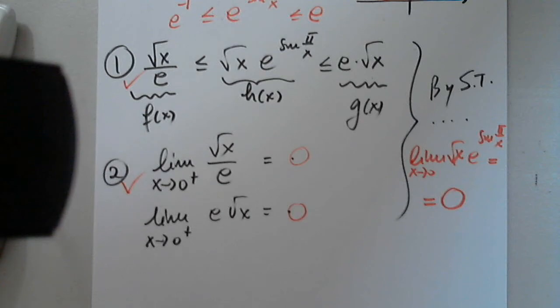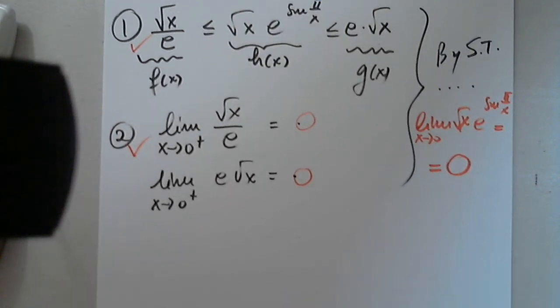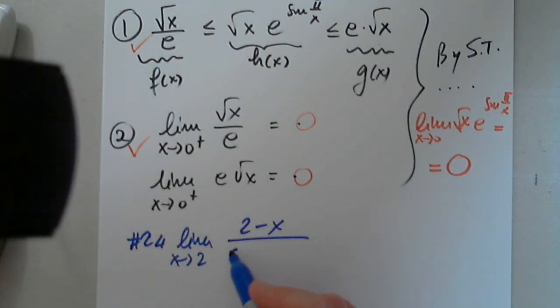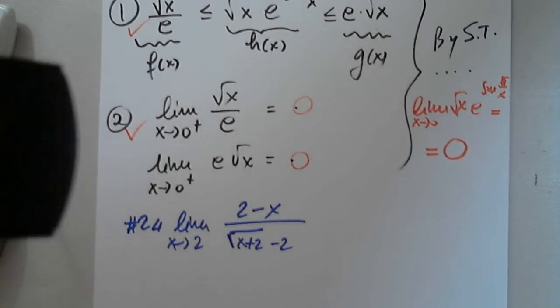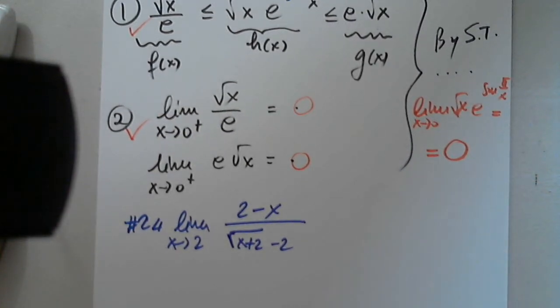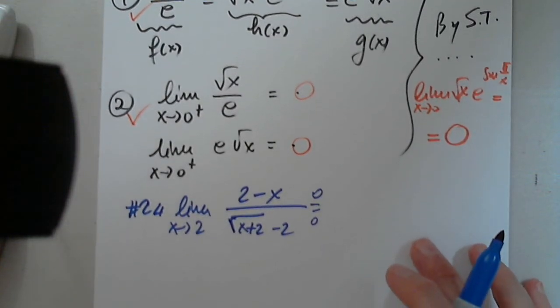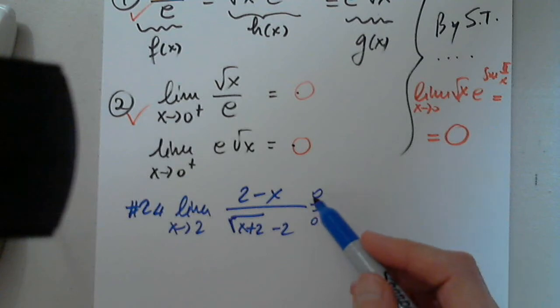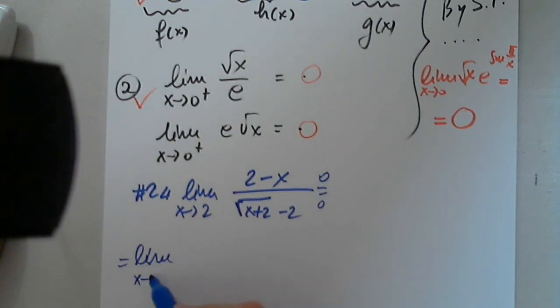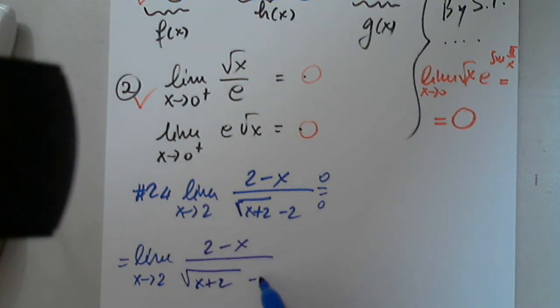This one? We had a similar example. Allow me to copy it and then I'll switch. So this is 24. Limit as x approaches 2 of 2 minus x over the square root of x plus 2 minus 2. Okay. So in this situation, of course I have to plug it in. Luckily the top is 0 and the denominator is 0. So my only chance is to rationalize. So I'm going to write it again. Please do not drop the limit operator.